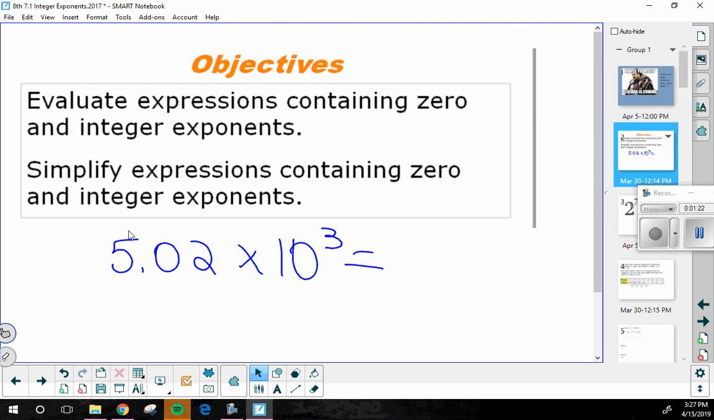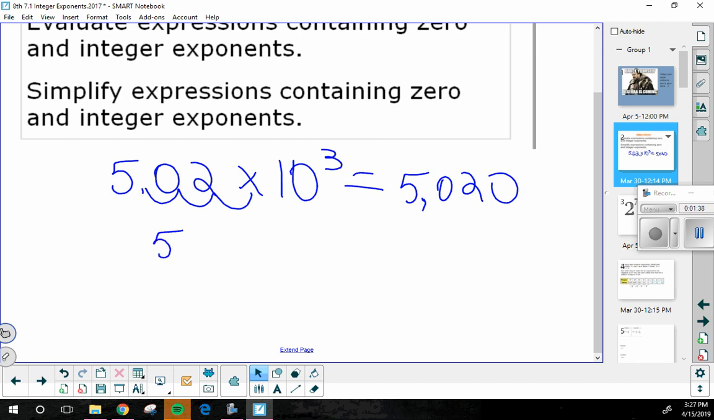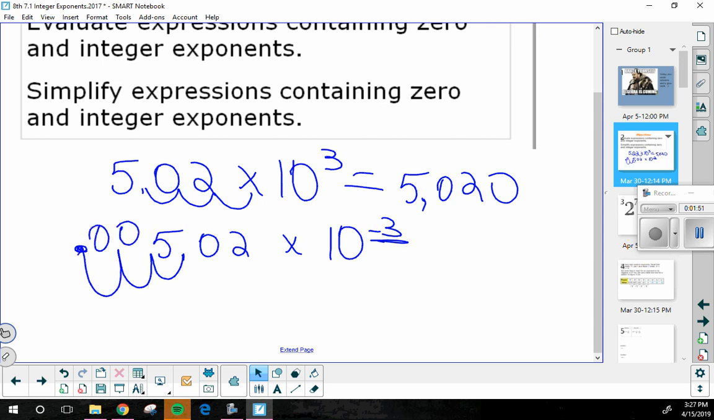Now, you have had exposure to some negative exponents. Scientific notation, you know if it's a positive exponent, it means to move the decimal over the number of times that the exponent is. So this is going to be 5020. Yes, you move it over 3 places. If it's 5.02 times 10 to the negative 3, that's been your exposure to negative exponents. You would go 1, 2, 3, put the decimal, fill the space with 0. That has been what you've seen with the negative exponent.